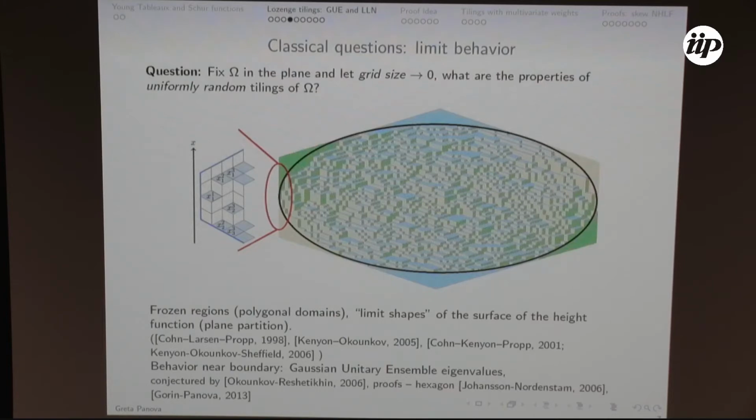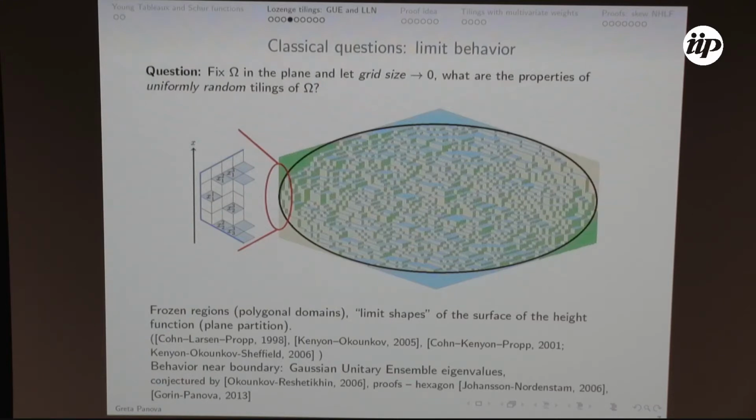Actually, depending on the domain, this is going to be an algebraic curve. In this case, it's an ellipse for the hexagon. And there were many results, of course, listed here. Then one can start asking about a law of large numbers. As you can see, this looks like a surface. And there is a correspondence with the height function for the model, with the actual heights of these boxes in the picture.